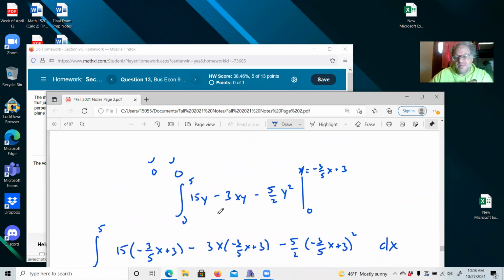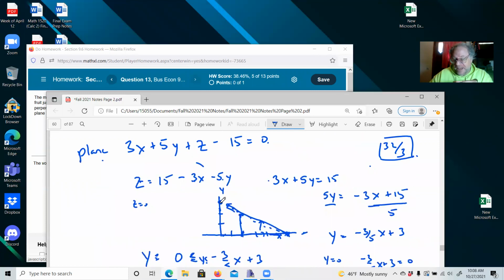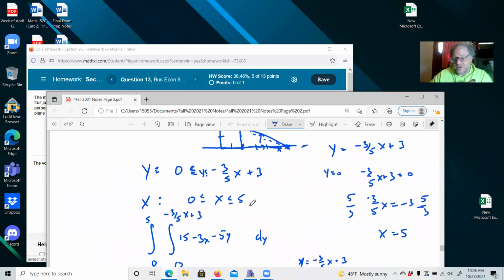But the important thing is you've got to graph this thing first and get your y to be, it's not a square, it's a triangle. So we have to deal with that. That's the important lesson on this one.